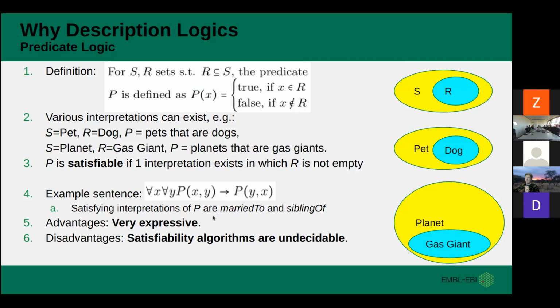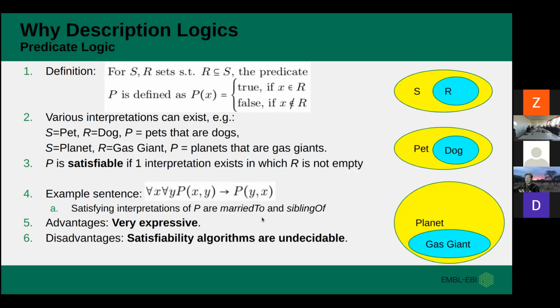So an example sentence is, for instance, for all X and for all Y, P(X,Y) implies P(Y,X). So you have this symmetric relationship between X and Y. And this is typical of interpretations like married to or sibling of or friend of. And I can imagine that you can think of many other examples potentially.